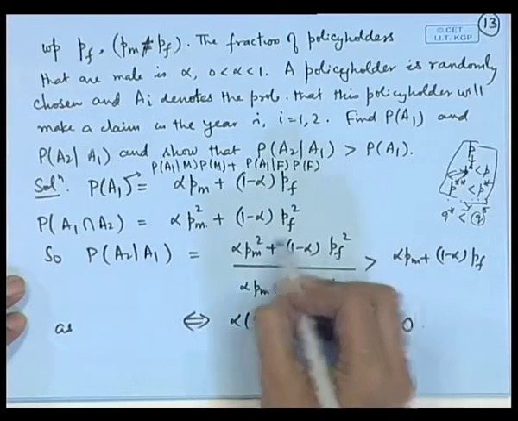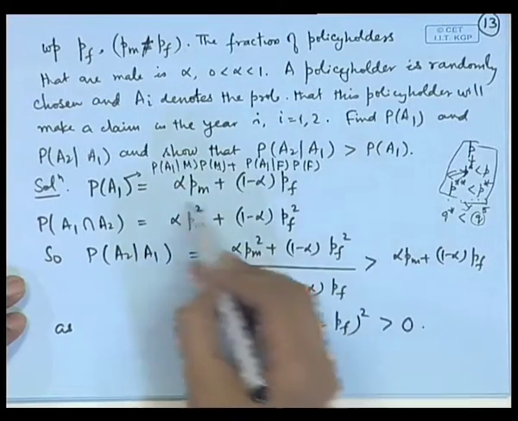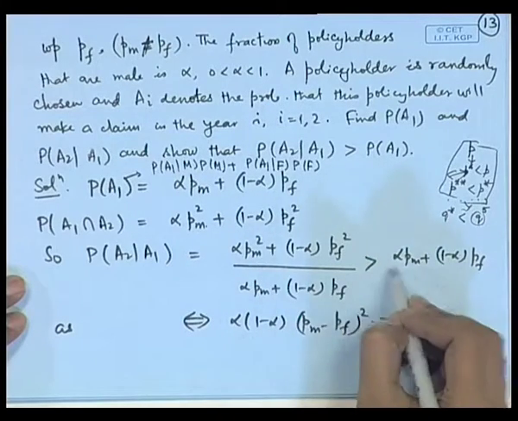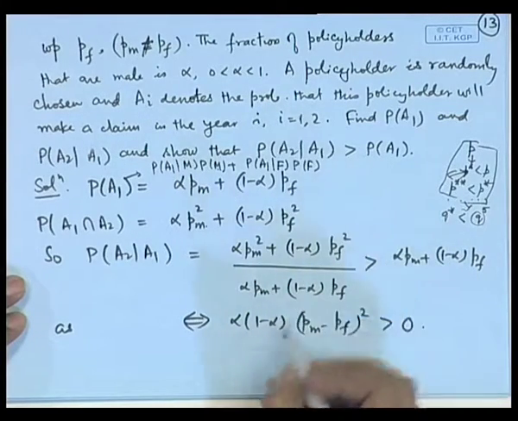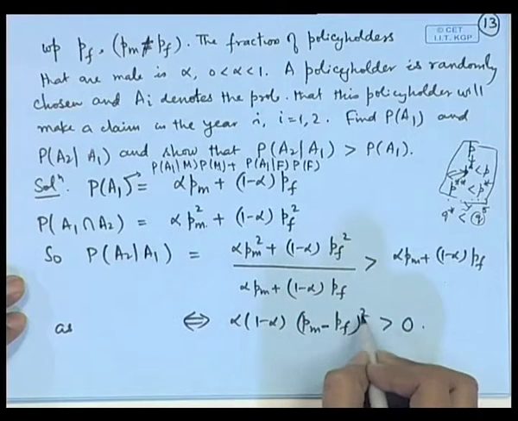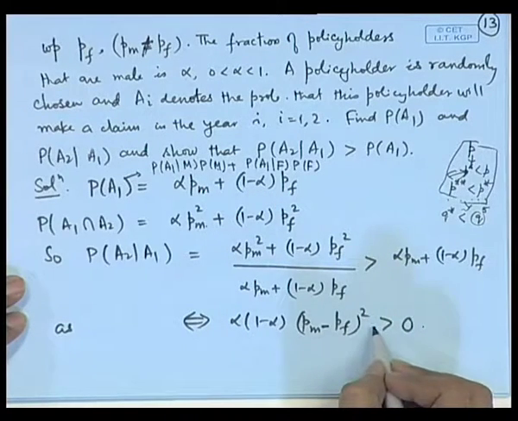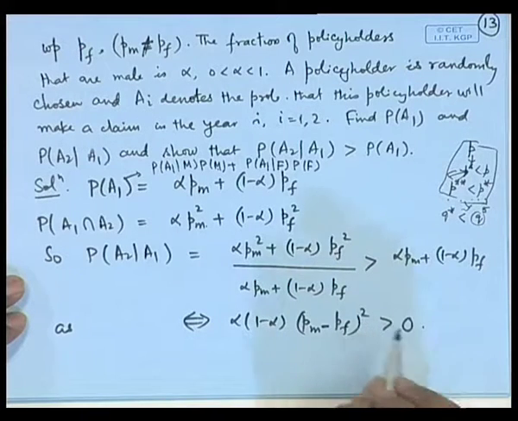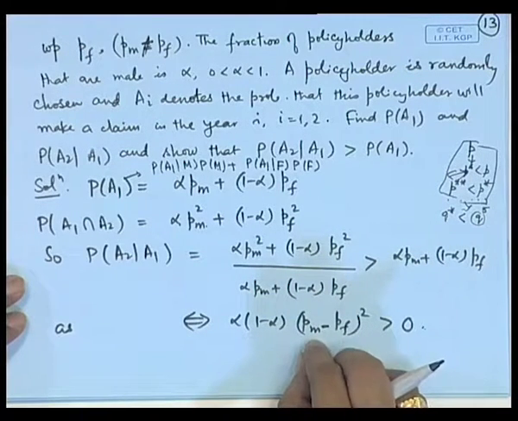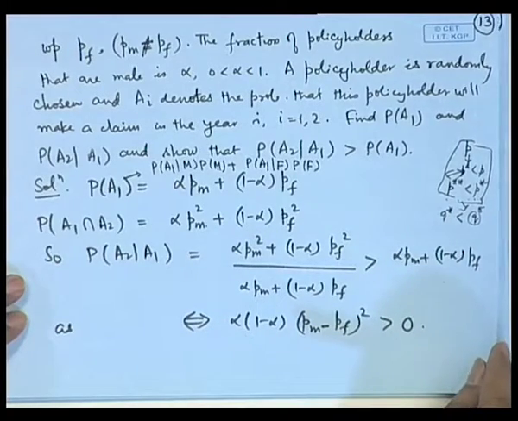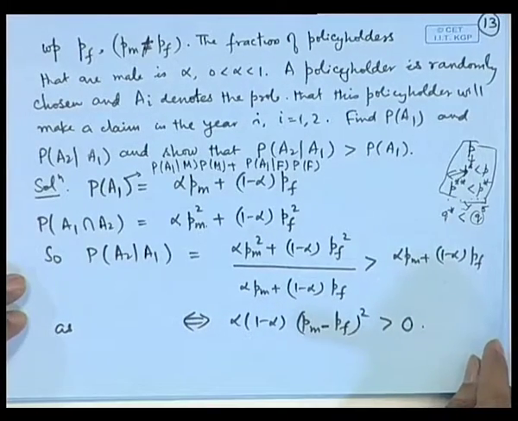Now, this conditional probability is greater than probability of A 1. You can actually write this expression and simplify, it reduces to alpha into 1 minus alpha into P m minus P f whole square. So, unless P m is equal to P f, this term is strictly greater than 0. In the unlikely case where P m is equal to P f, then this will be equal to 0, that means the two probabilities will be same.